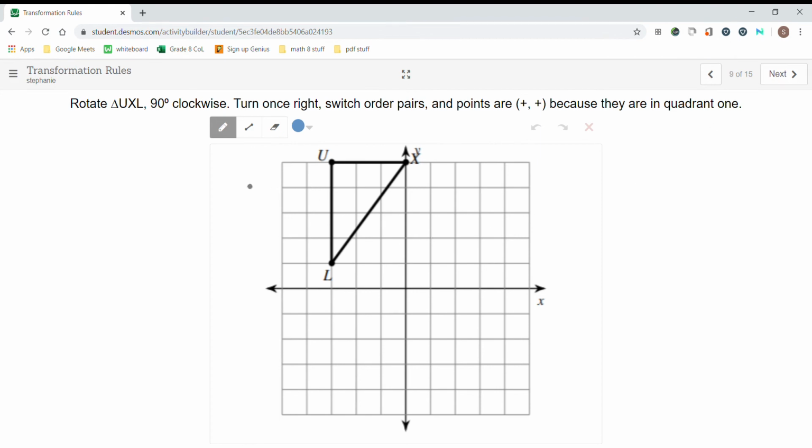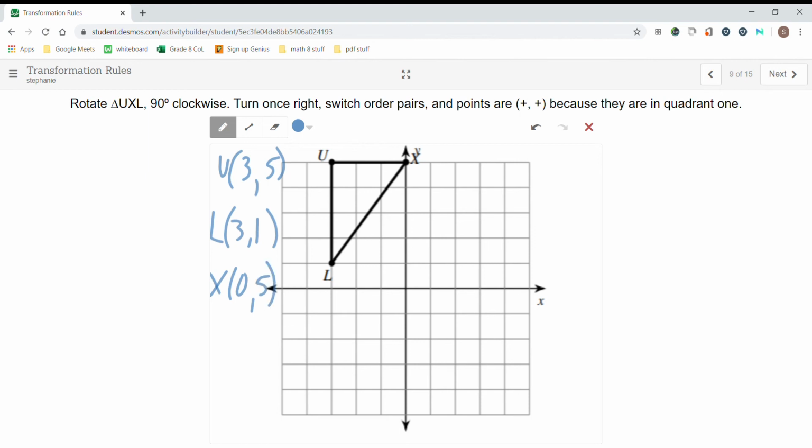All right, so 90 degrees clockwise. We're going to switch the ordered pairs. So that's the first thing we're going to take care of. So we know U is 1, 2, 3, 1, 2, 3, 4, 5. So 3, 5. We know L is at 1, 2, 3, 1. X hasn't moved left or right at all. So X is going to stay at 0, and it's going to go 1, 2, 3, 4, 5. So these are my ordered pairs.